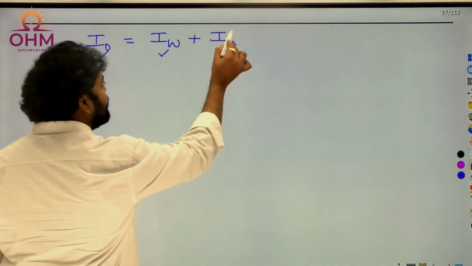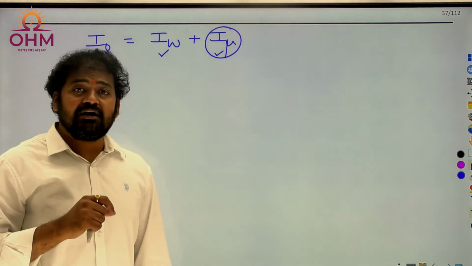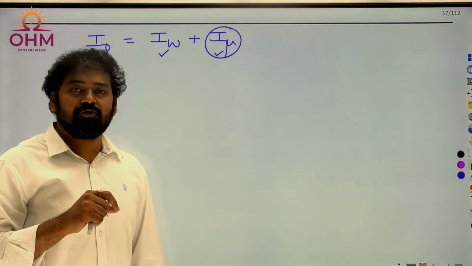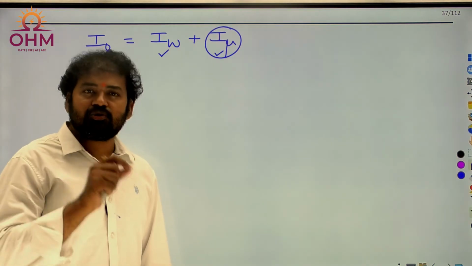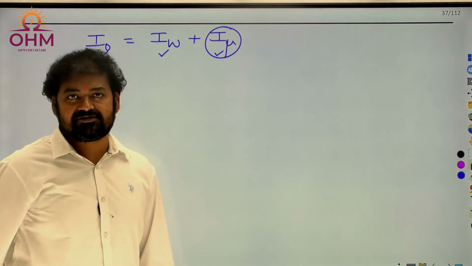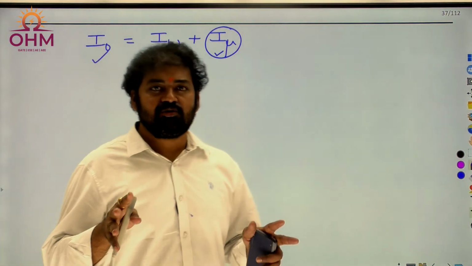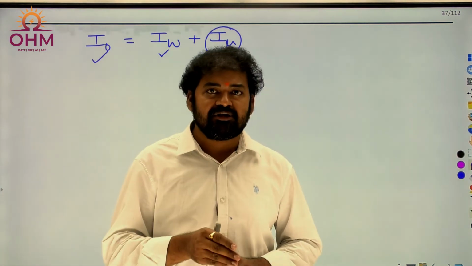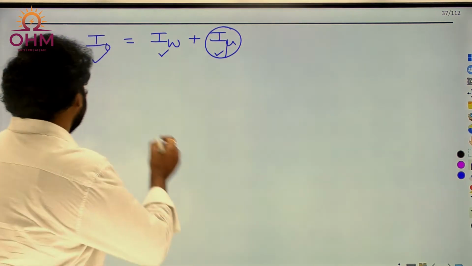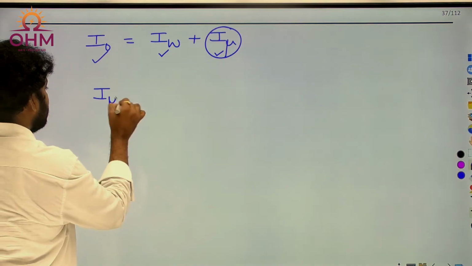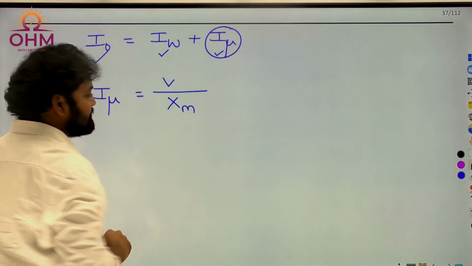So let us talk about this magnetizing current first. Is magnetizing current an active component or reactive component? Yes, magnetizing current is a reactive component and it is shown by a magnetizing reactance in shunt with the equivalent circuit. So if you go through the equivalent circuit of the transformer, you might understand that there is a shunt reactance that will show magnetizing current. Yes, magnetizing current is equal to voltage divided by magnetizing reactance.